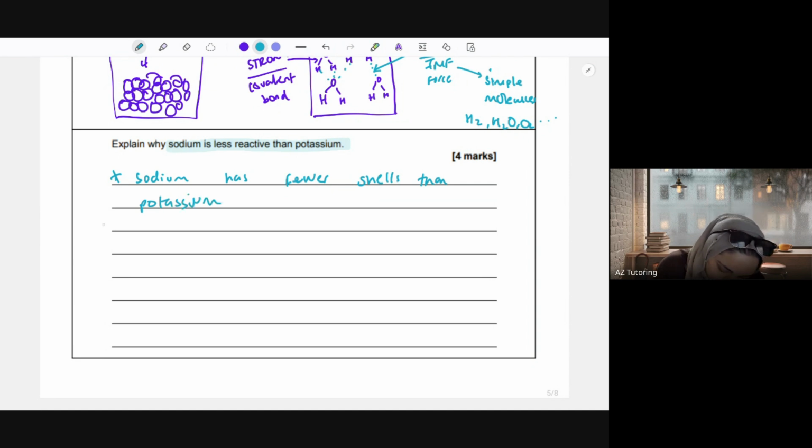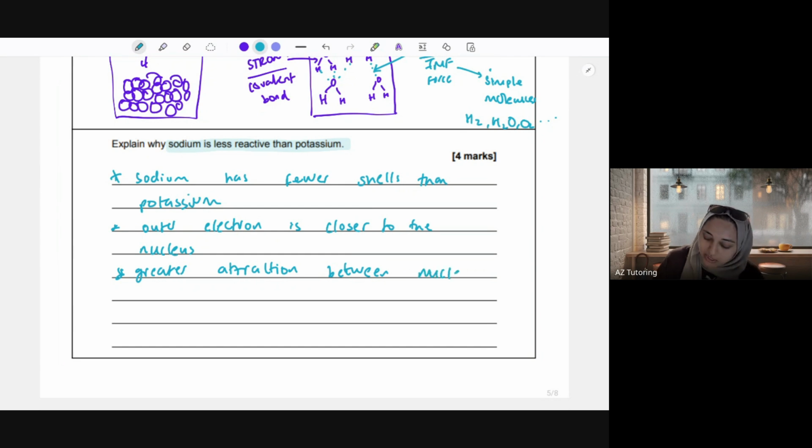Okay, 1 mark. So therefore, why is that relevant? You say the outer electron is closer to the nucleus because we're talking about sodium. So sodium has fewer shells, so therefore the outer electron's closer to the nucleus. So therefore there's a greater attraction between nucleus and outer electron. You could say the nucleus is positively charged because it's only the protons that make it positively charged. Great attraction between nucleus and outer electron.